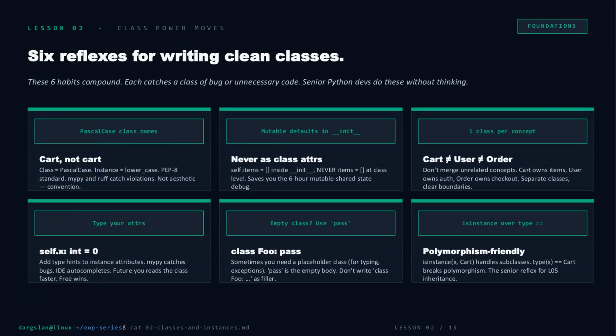Once you can write a counter, the next jump is writing classes that don't bite you later. 6 reflexes do most of that work. Pascal case your class names, type your attributes, and use pass for empty bodies. Small habits that pay off instantly. Then, the 3 that save real debugging hours. Never put mutable defaults at class level, keep 1 class per concept, and reach for isinstance instead of type(x) ==. Senior devs don't think about these, they just do them.